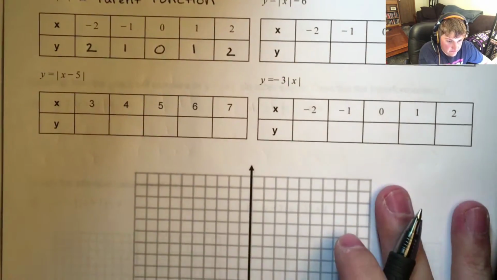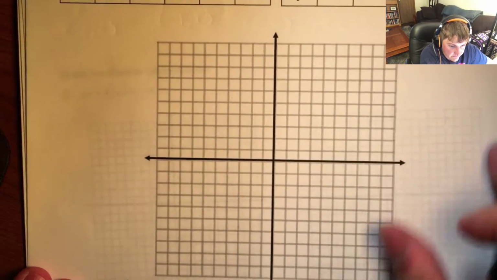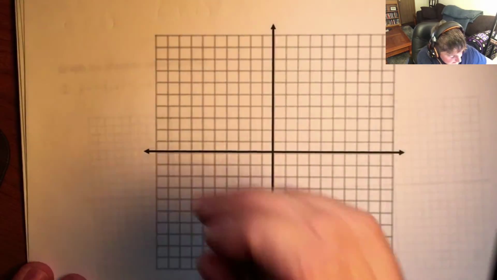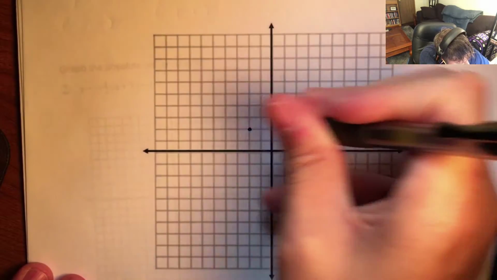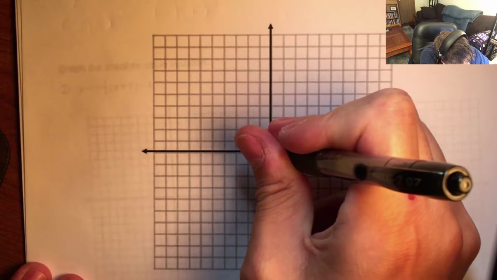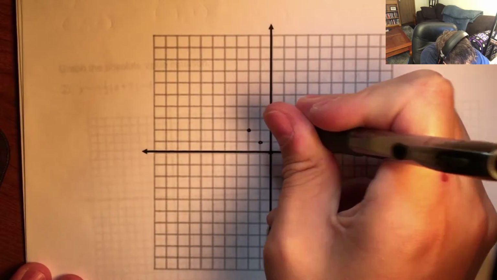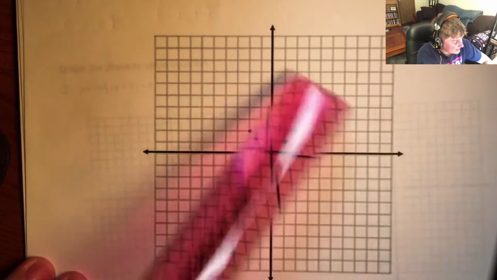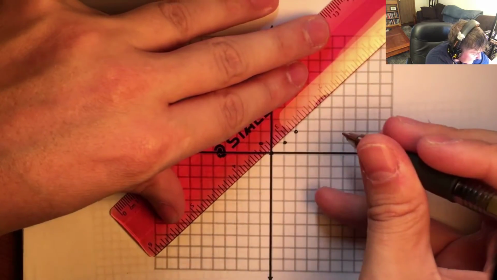If you look at your work or your sheet above, our very first ordered pair is -2, 2, so -2, 2. And then we have -1, 1, 0, 0, 1, 1, 2, 2. And so what this does is it creates a perfect little V.